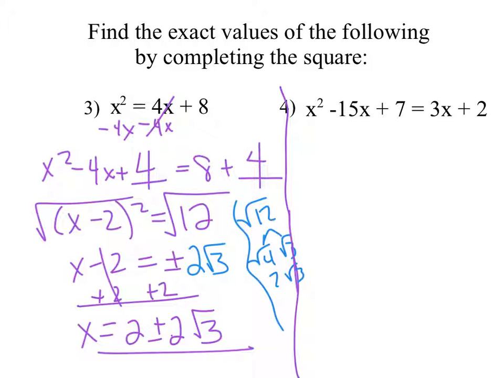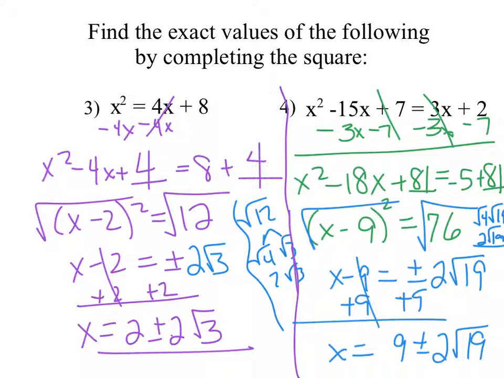Might have to combine like terms, but you're good for that. Okay, with this one, you had to take that 3x and move it to this side, and the 7 move it to that side, because the letters have to be on one side and the numbers on the other. So -18 divided by 2 is -9. Square it is 81. That goes there and there. So when you do this, you get 76. 76 breaks up into 4 and 19, so it's 2 radical 19, plus or minus.